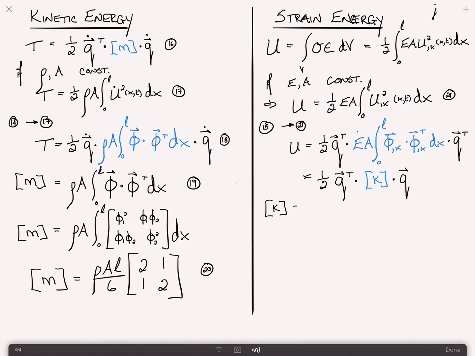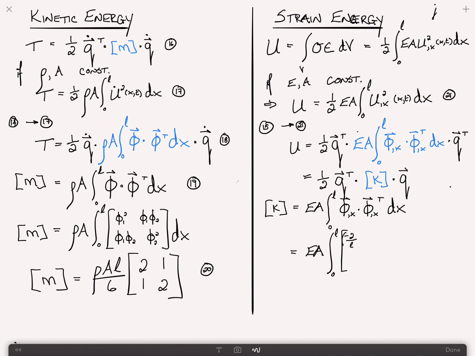Therefore, we get this expression for the stiffness matrix. The stiffness matrix is equal to EA times the integral from 0 to L of phi,x times phi,x transpose dx. Substituting that in, it looks like EA times the integral from 0 to L. Let's write small. Of, actually put it in here, 2 over L.